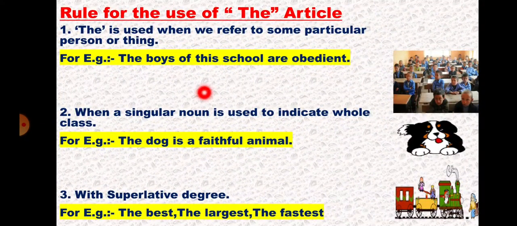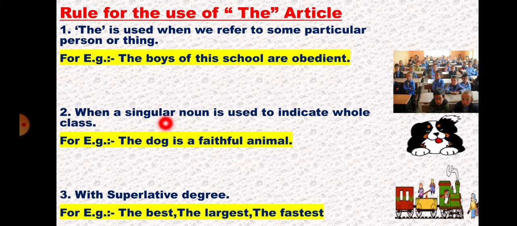Now students, let us see the rules for the use of the article. The is used when we refer to some particular person or thing. For example, the boys of this school are obedient. So we are talking about which boys? The boys of that particular school, of this school. So for that we are using the article the. The boys of this school are obedient.